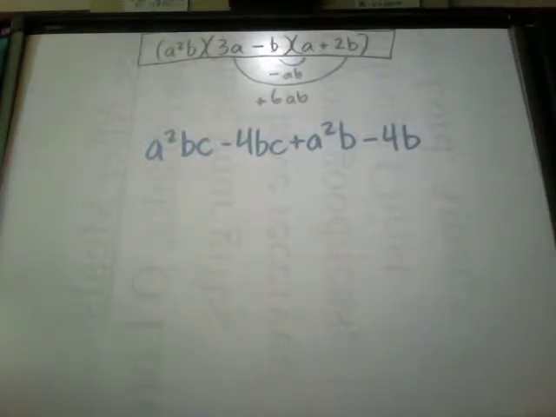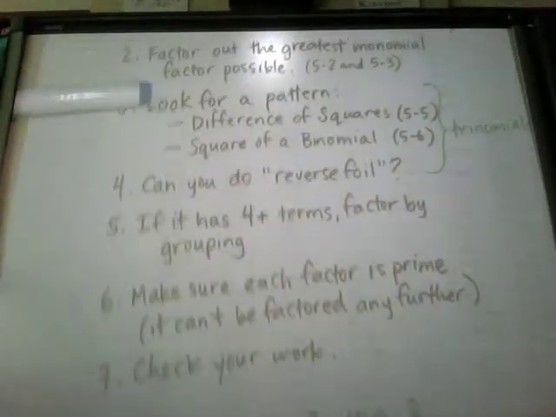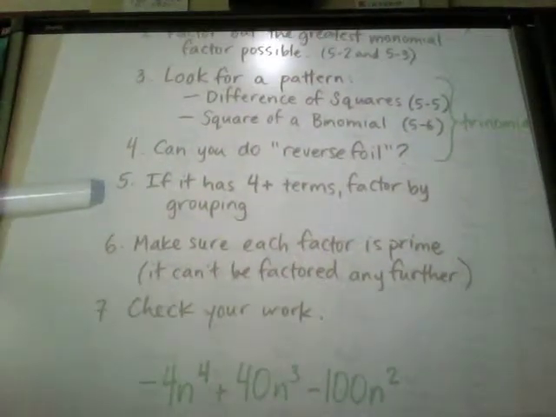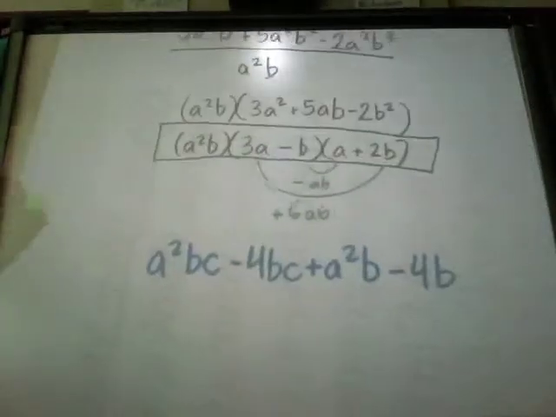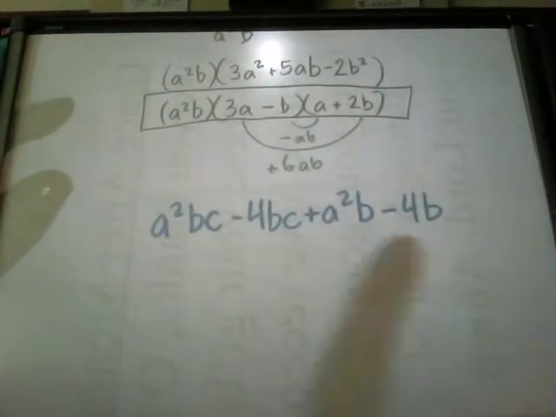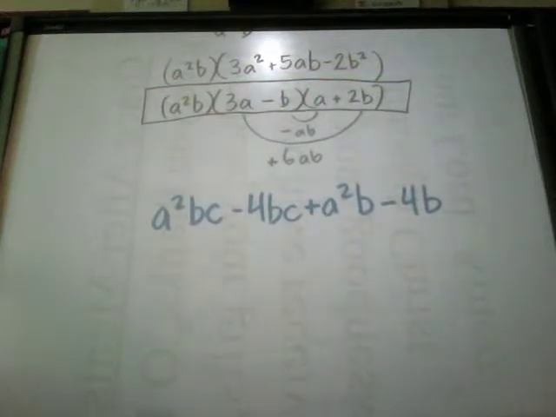First thing I want to say is, if you have 4 terms like this, we're actually going to skip step 1 also. We're not going to reorder it. 4 terms, we skip all the way down to step 5. If it has 4 terms, factor by grouping. We're not doing anything else. We can't factor anything out. There's nothing they all have in common. That's why we factor by grouping.